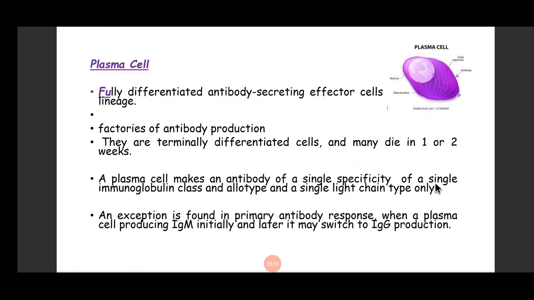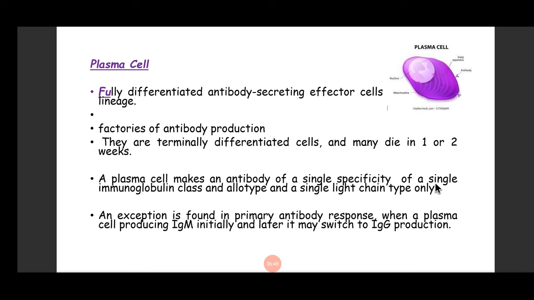Plasma cells are the fully differentiated antibody secreting effector cells. They are the final stage of a B cell. They are factories of antibody production, and they are terminally differentiated cells. They die in 1 to 2 weeks after producing a lot of antibodies. And one thing you should always remember about plasma cells is they secrete only one type of antibody. One type of antibody means they will either secrete IgM antibody, IgG antibody, or IgD. Not only this, they will secrete antibody only against one antigen, which means all the antibodies secreted from one plasma cell will be exactly same.